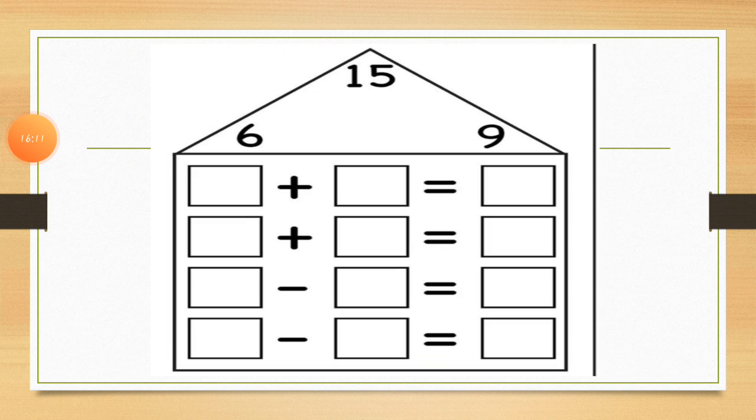Students, let's solve one example so you can easily solve this sum by yourself. So let's start. Here are the numbers 6 and 9. So now you can understand. Here is the total of 6 and 9. The total of these numbers is 15. 6 plus 9 is equal to 15.